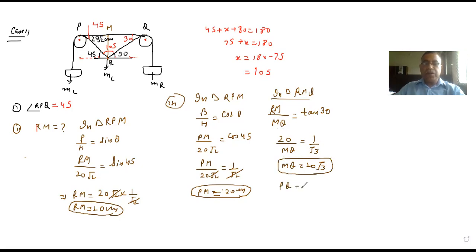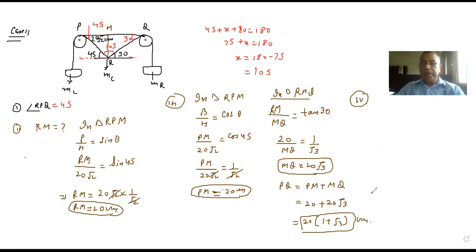Now, PQ is equal to PM plus MQ. So the value of PM is 20. The value of this is 20 under root 3. Take 20 outside: 20 times (1 plus under root 3). This is the answer, centimeter. So you can substitute the value of under root 3 to get the answer. Otherwise, this is also fine. It all depends on what is given in the option. Any doubt up to this to any student? Note this down, then we'll move to the next.